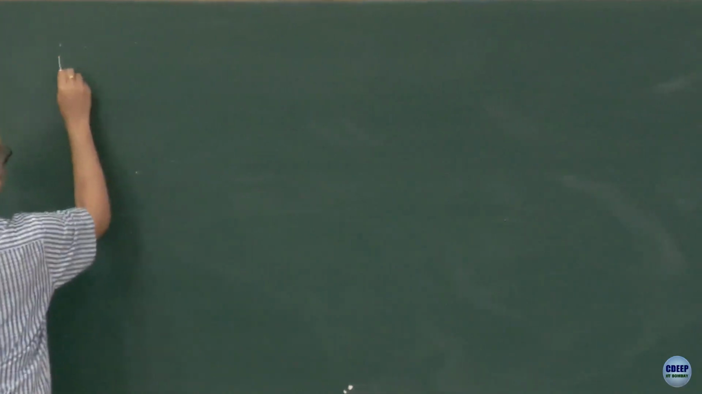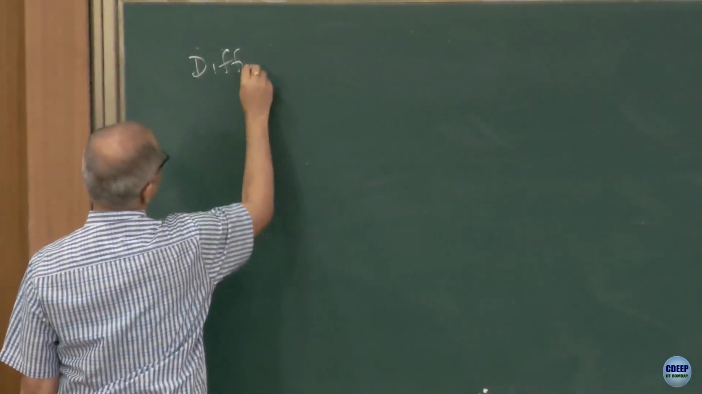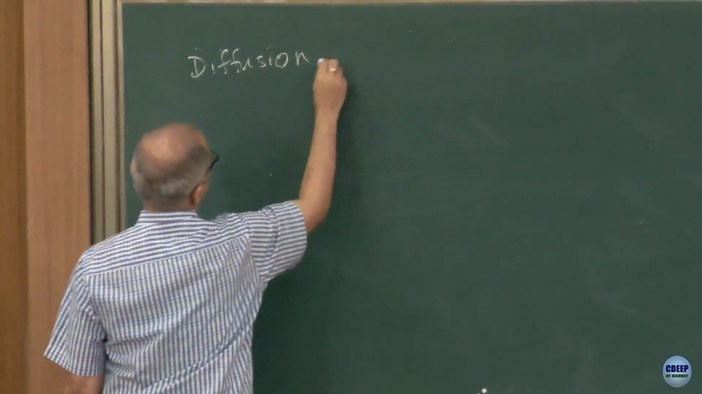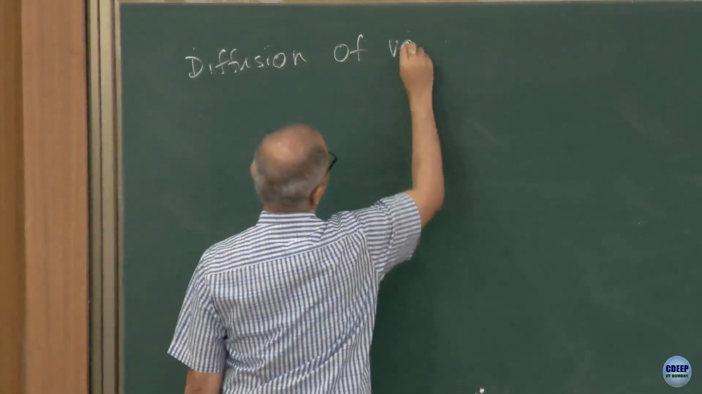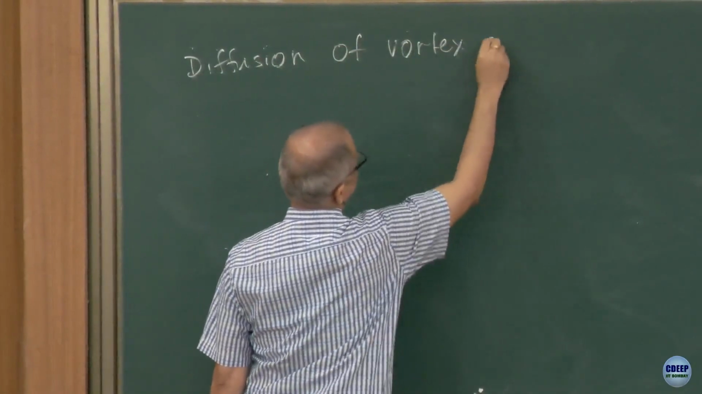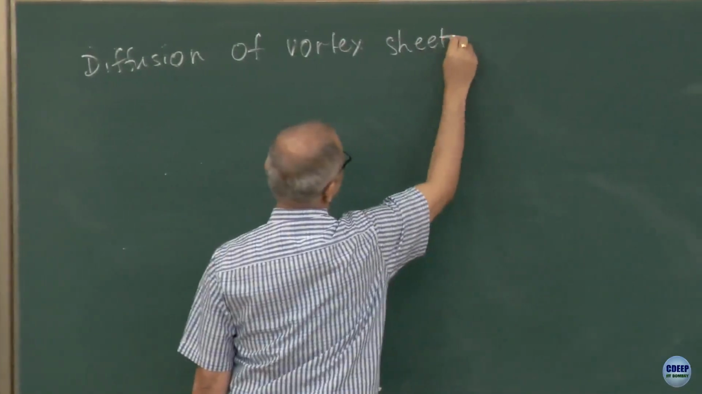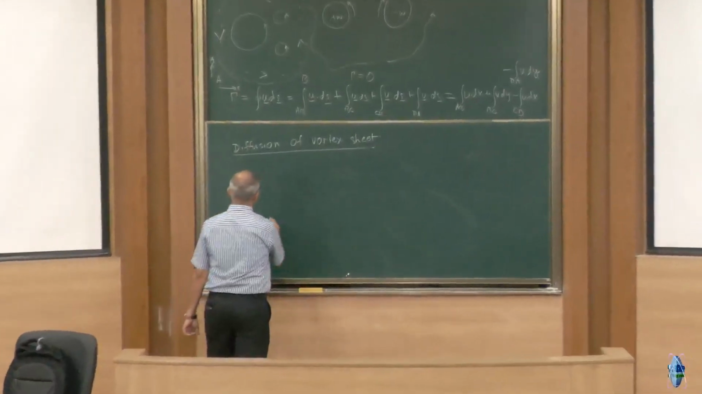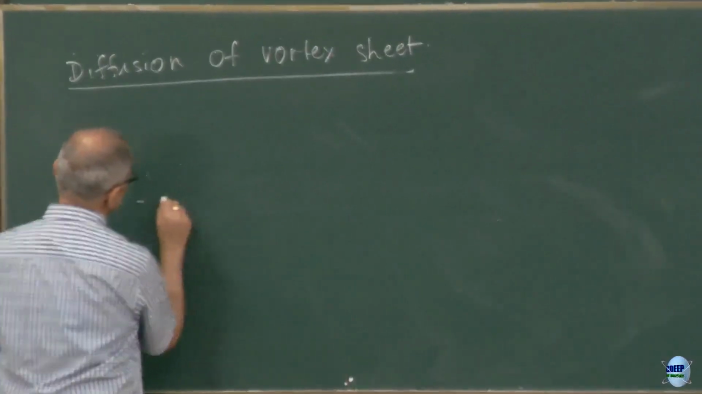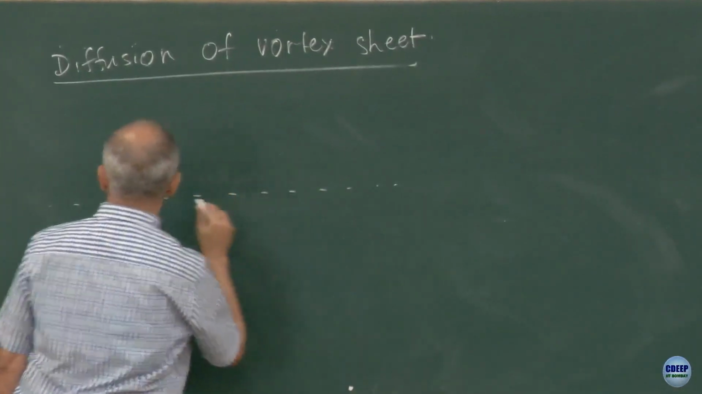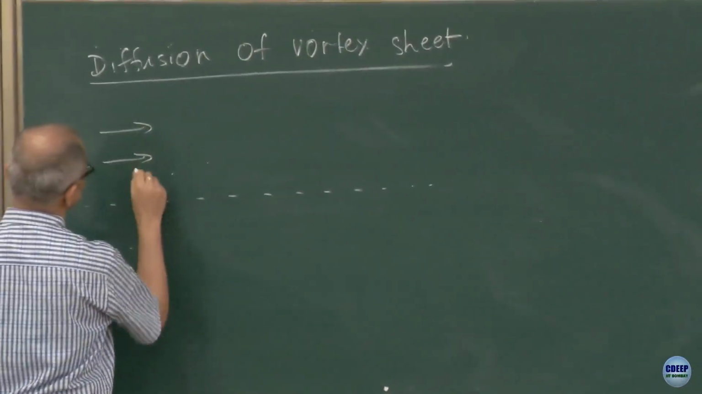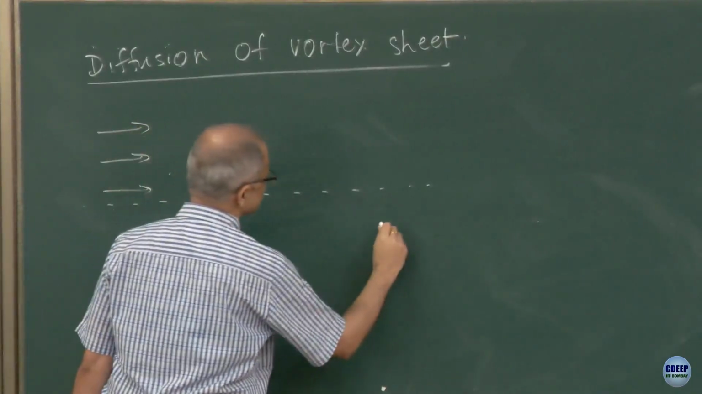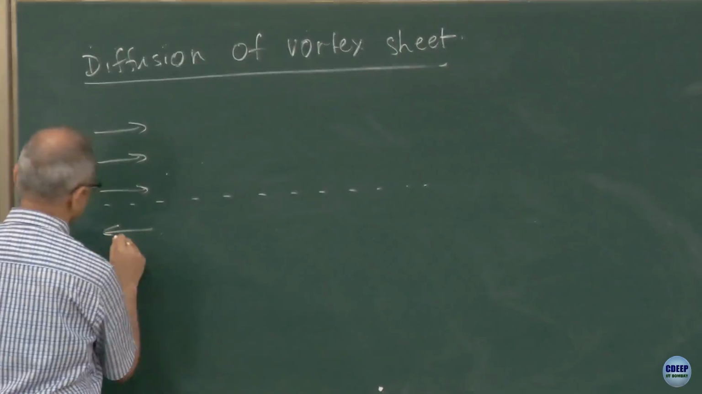So, diffusion of a vortex sheet, as it is called. Let us say that we have the following scenario. There is an interface. There is a fluid which is moving towards the right. There is some fluid which is moving towards the left.